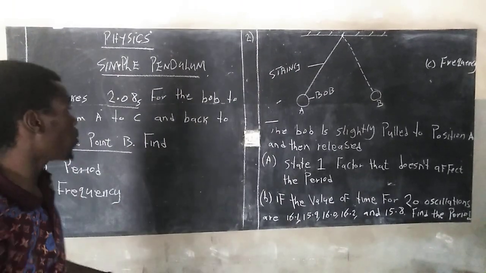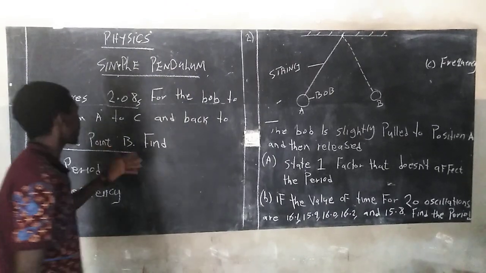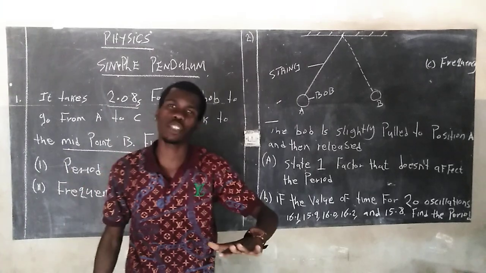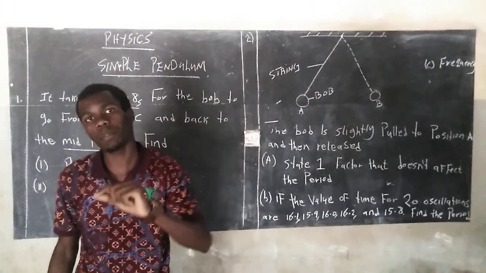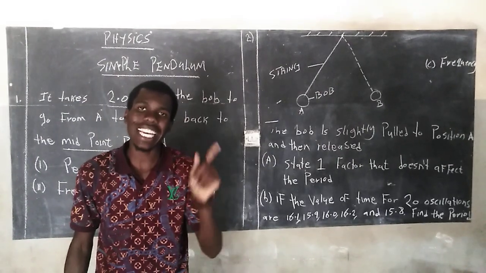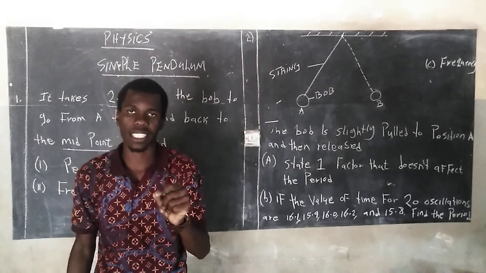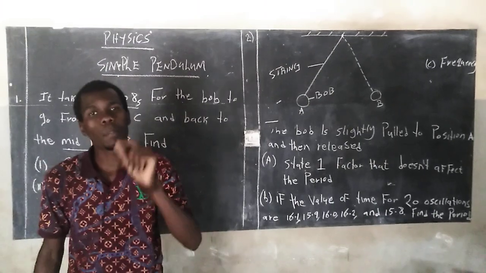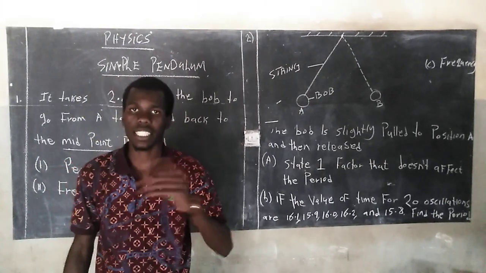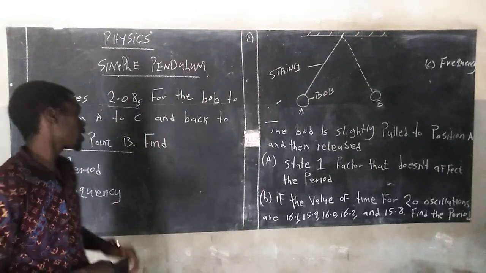Okay, so now the statement is saying find the period of the pendulum. Remember from the preamble of this presentation, I said that period simply means the time. The SI unit for time is seconds. Okay, I guess it's clear.